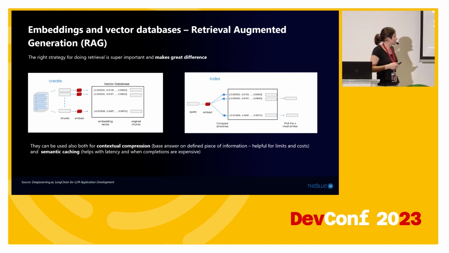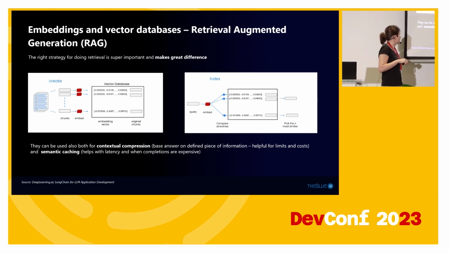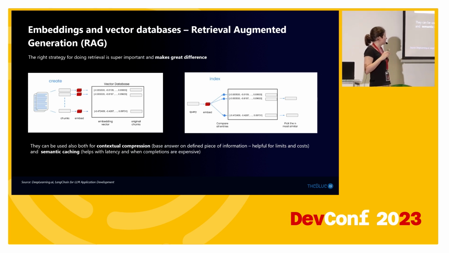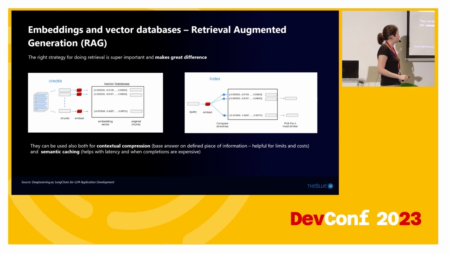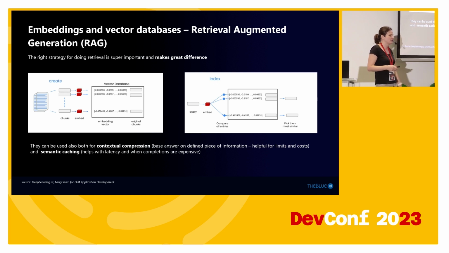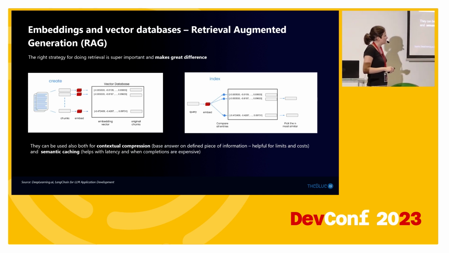But it also gives us a few additional goodies. So first of all, it can also help us with contextual compression. So instead of putting the long documents in there, we can just put small pieces of information. So it can help us with the limits, which right now are no longer that much of an issue, but it's also helping with the cost.